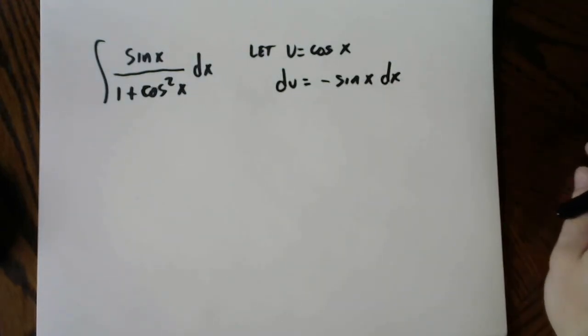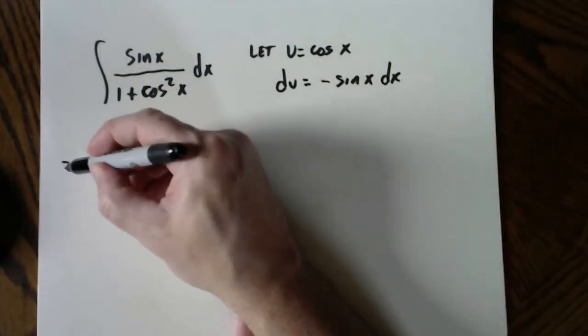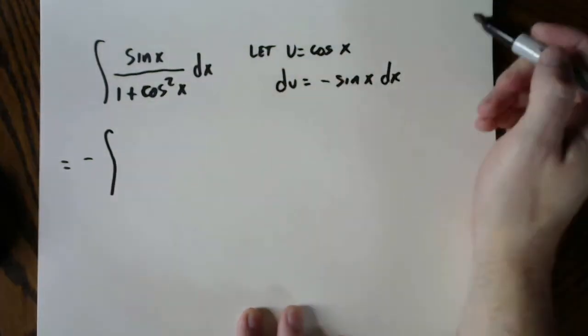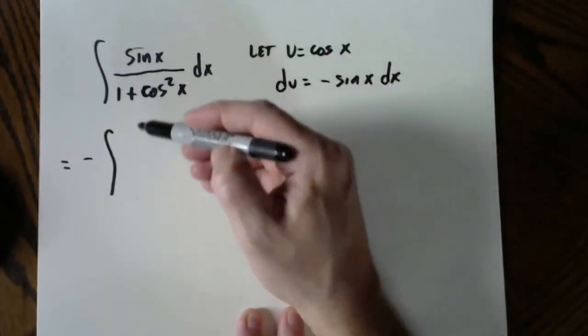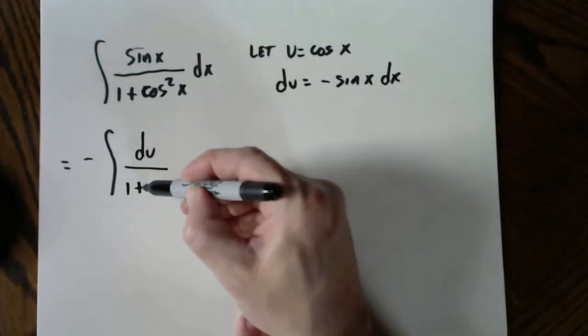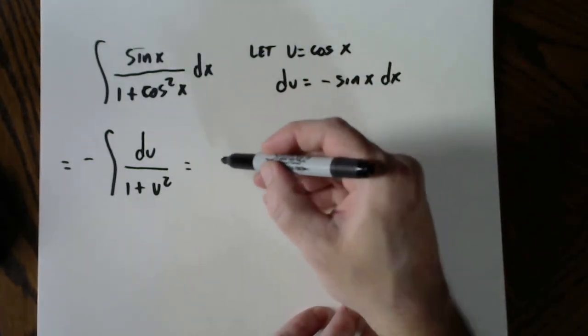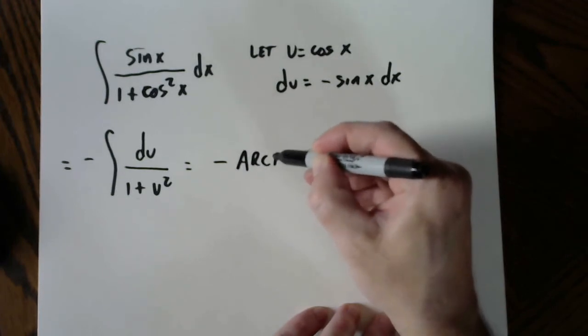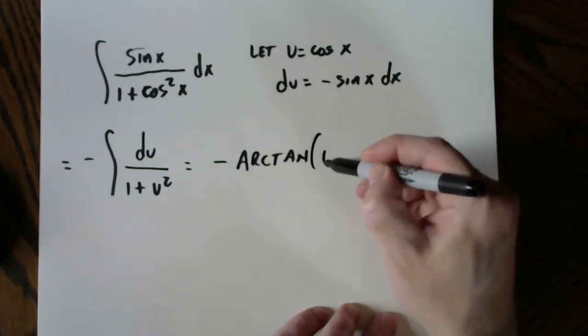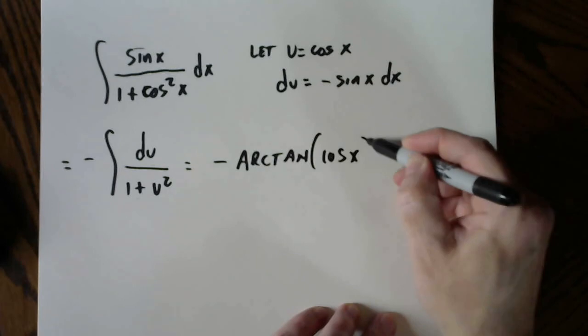That provides du. And this cleans up real quick. Don't forget your negative. Okay, this is du over 1 plus u squared. So this is exactly like the last one. So negative arctan. Sorry, that's a little sloppy.